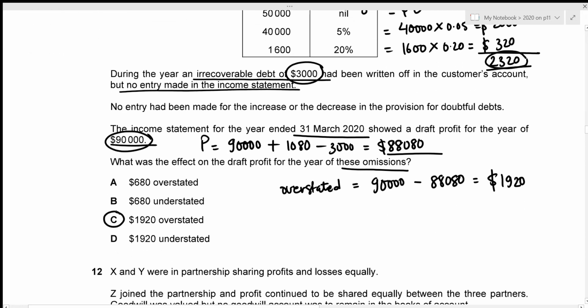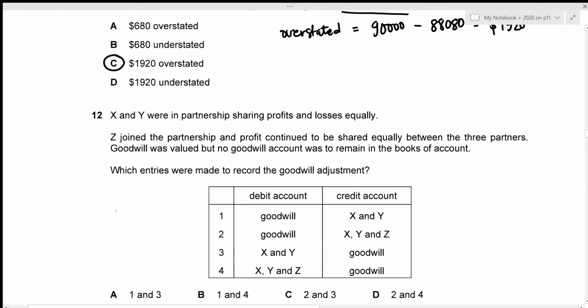Now we can move towards question number 12. X and Y were in partnership, sharing profits and losses equally. Z joined the partnership and profit continued to be shared equally between the three partners. Now, goodwill was valued, but no goodwill account was to remain in the books of accounts. Which entries were made to record the goodwill adjustment?